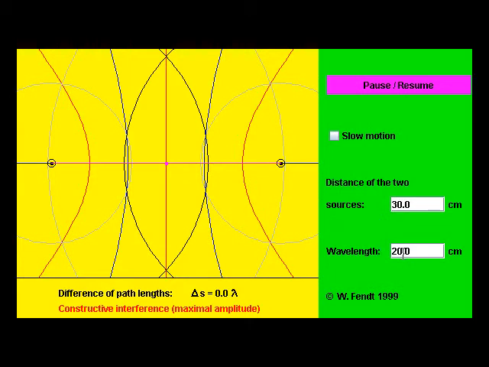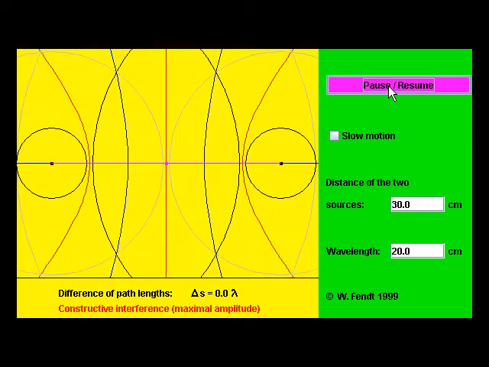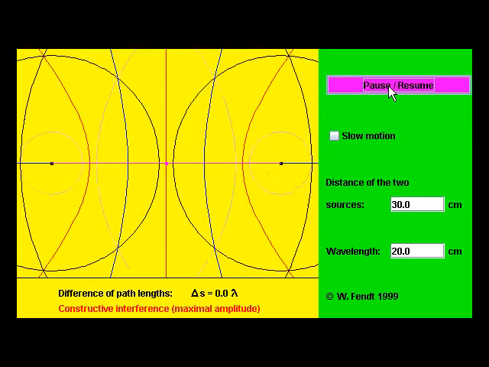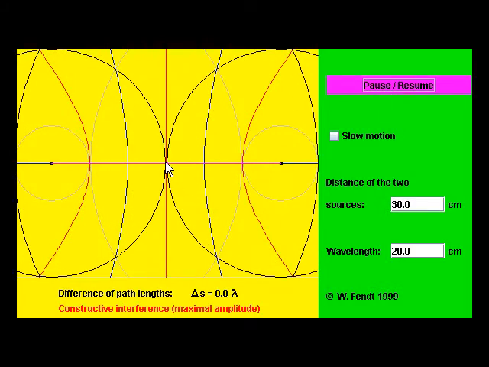Now the wavelengths are 20 centimeters apart, which means that a crest from the left and a crest from the right are followed by the next crest 20 centimeters behind. So if we just watch them as they move outward, you can see that when they meet right in the middle, right at this point here, the crest from one meets a crest from another.